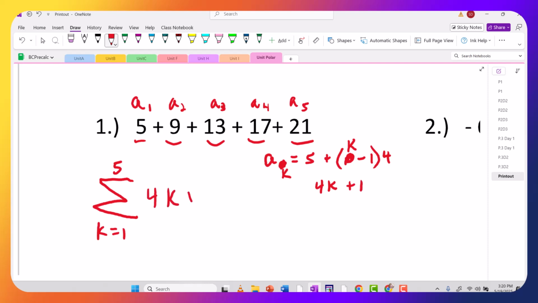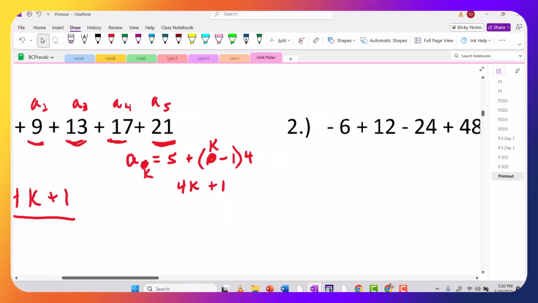Let me just make sure this creates the terms. Plug in 1, 1 times 4 plus 1 is 5. Plug in 2, 2 times 4 is 8 plus 1 is 9. 3, 4, 5. Plug in 5, 4 times 5 is 20, 20 plus 1 is 21. So this formula must generate these individual terms. This means sum those individual terms. So that's the difference between a sequence and a series. This is a sequence if I just have commas. When I add those terms together, then it becomes a series, which is a sum.